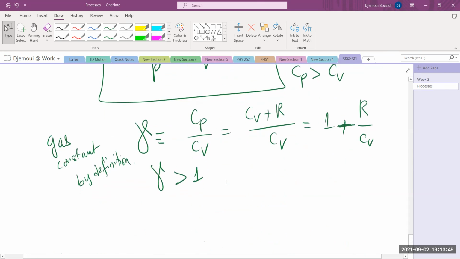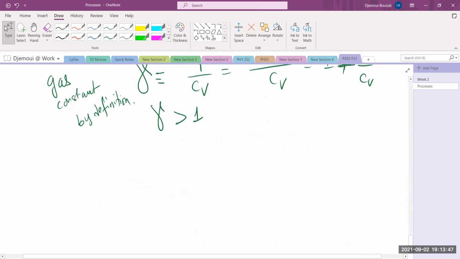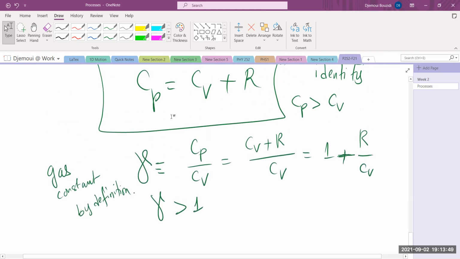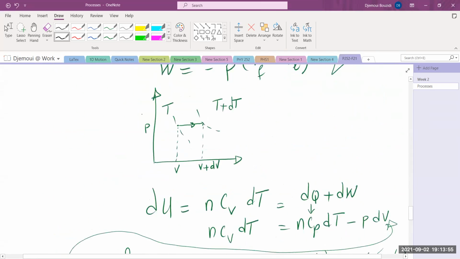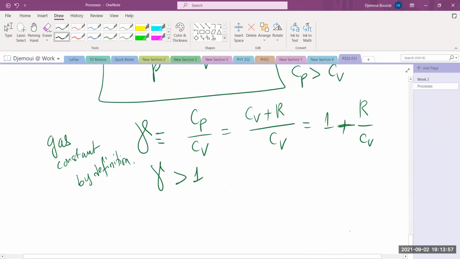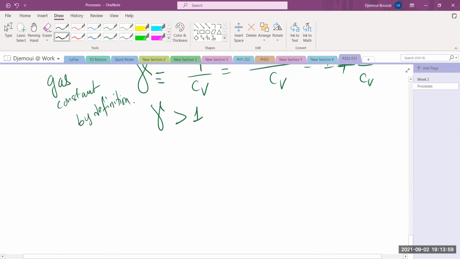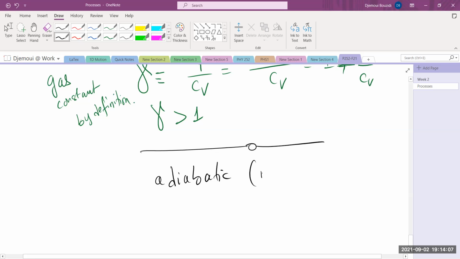So to stay focused, and myself also to stay focused, we're going to start with the adiabatic process. I'll try to give it in the big picture and then see what that is. So the last one is the adiabatic process, sometimes called the isentropic process.